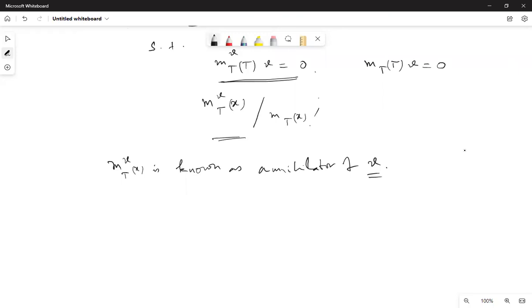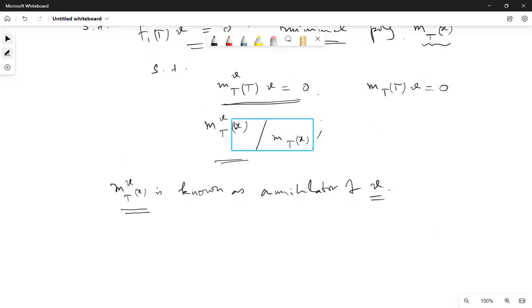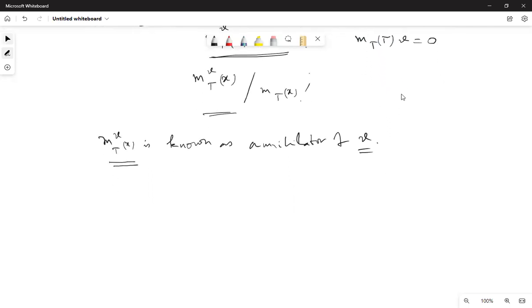Let us continue. So this is the minimal polynomial, right? Which is known as the annihilator. Yes, sir. Actually, here you have defined minimal polynomial as M_T,v of T. Yes, this is with respect to the element. That is why this is known as annihilator of v. But M_T of x is the general minimal polynomial, that is the minimal polynomial of T.